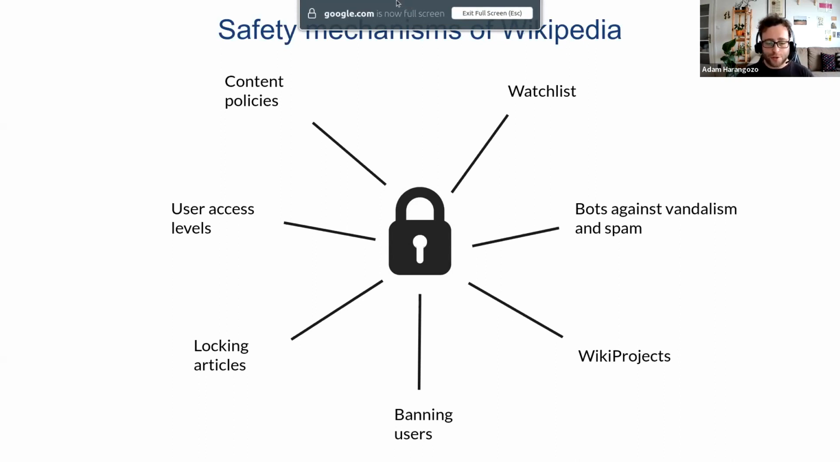There are different user access levels, which means that some articles can only be edited if you, let's say, registered already for 30 days or had 500 edits. This is to make sure that articles which are hot for some reason are not that easy to edit and easier to control. Of course, there is the rarely used, I think, and quite radical banning of users. And there are various software and bots which automatically check for vandalism.